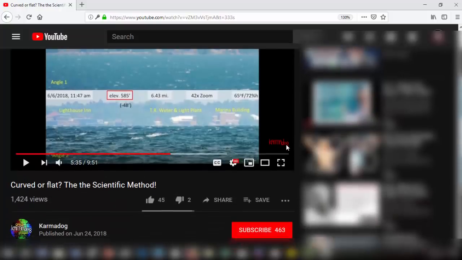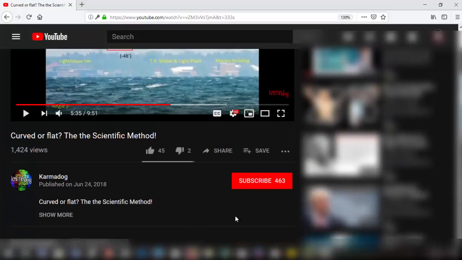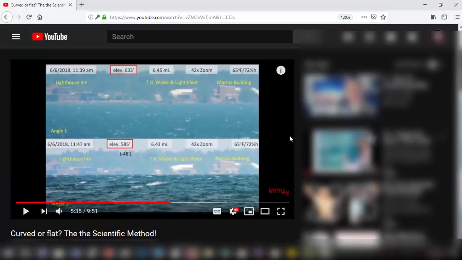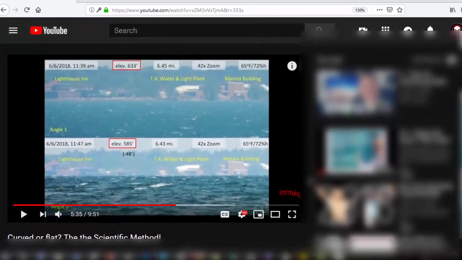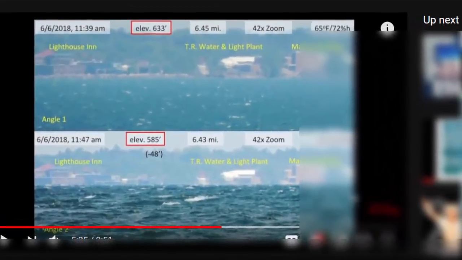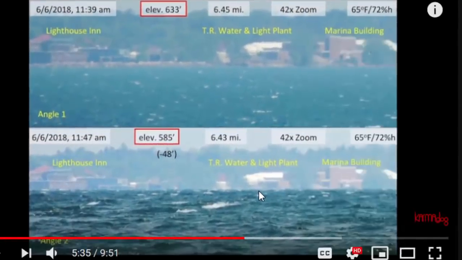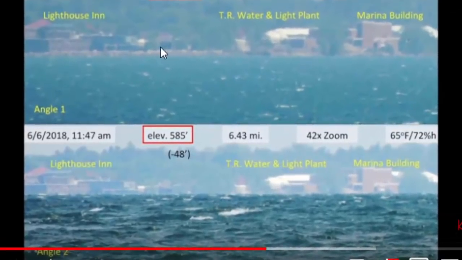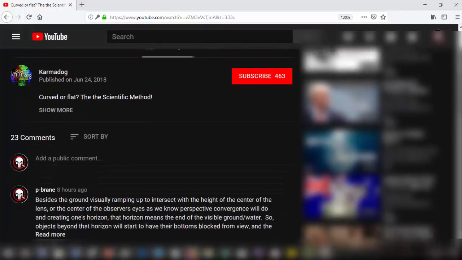I'm reading a couple of my comments on this video titled "Curved or Flat? The Scientific Method" by Karma Dog. He lays out this case. Long story short, here are two pictures across somewhere in Lake Michigan. Same old tired argument that the ground is blocking the rocks on this side of the shore. You can't see the lower portions, therefore the earth is curved. Well, this shot was obviously taken from higher up, and this one was taken from lower. Let's go down to the comment.